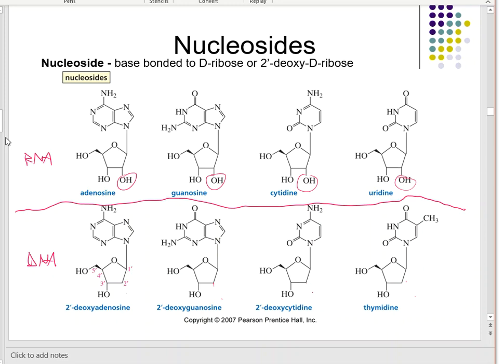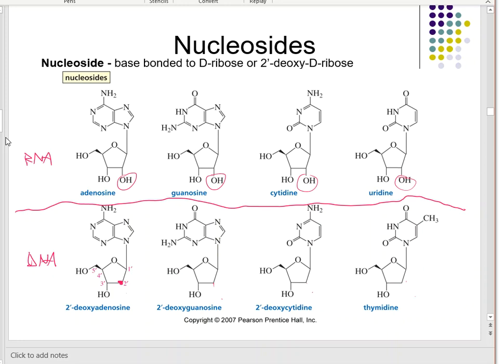So RNA versus DNA, they're almost exactly the same, right? There's no differences in the bases. There's no differences on these OH groups that are hanging off. It's just only in this one spot at what we call the 2' position.